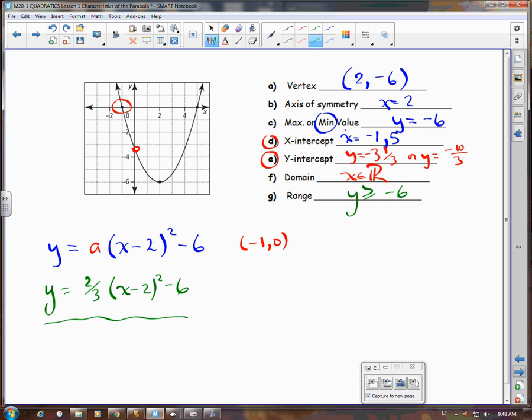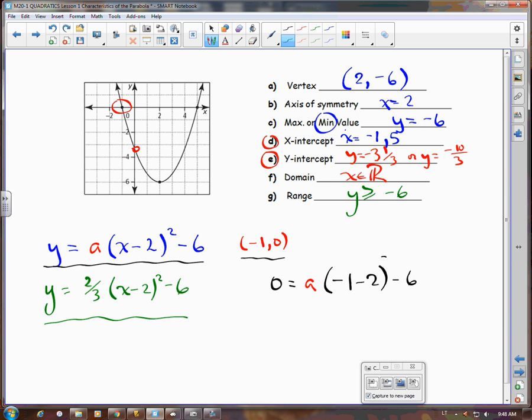Sarah, question? How do we get 2/3? Okay, so this is kind of giving away lesson number 3. We know that this coordinate satisfies this equation. So if we substitute 0 for y, and we substitute -1 for x, and solve this equation, you see that we'll solve it for a.